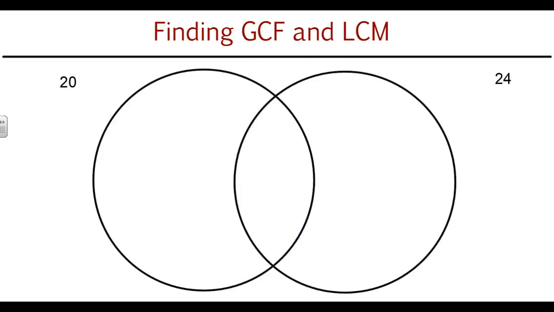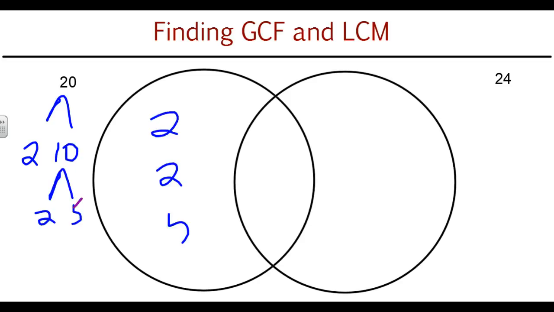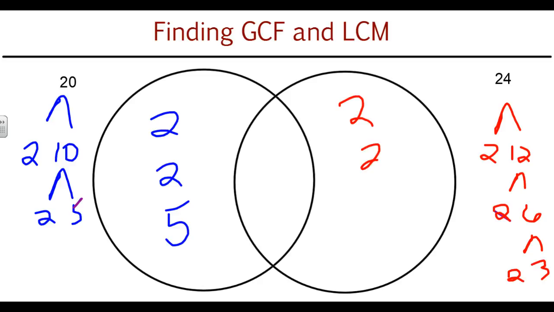Now 20 in a Venn diagram, we can break it down. The factor tree is 2 times 10, and 10 is 2 times 5. So 2, 2, and 5 are the primes that make up 20. Now 24 is 2 times 12, 12 is 2 times 6, and 6 is 2 times 3. So 24 is 2 times 2 times 2 times 3.